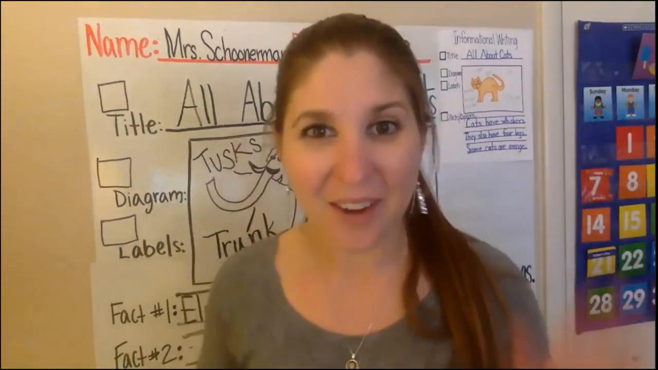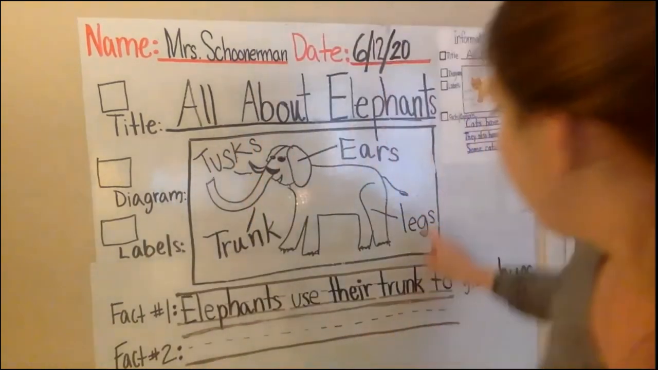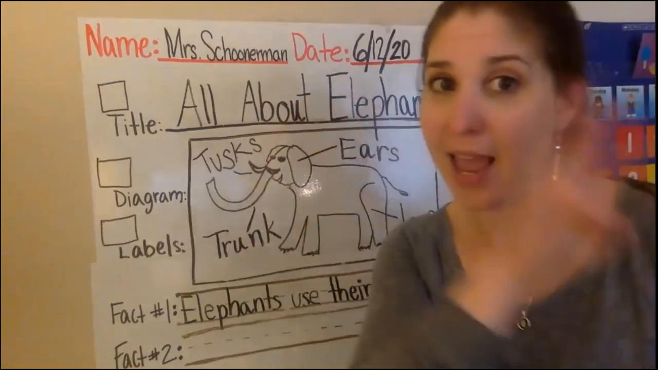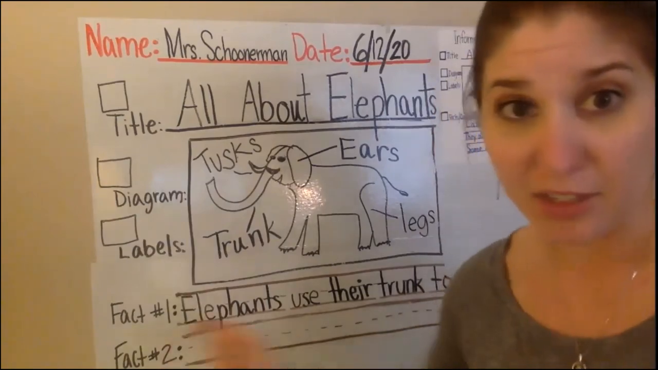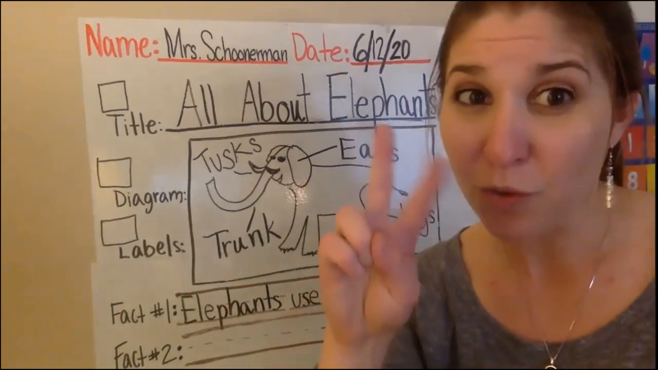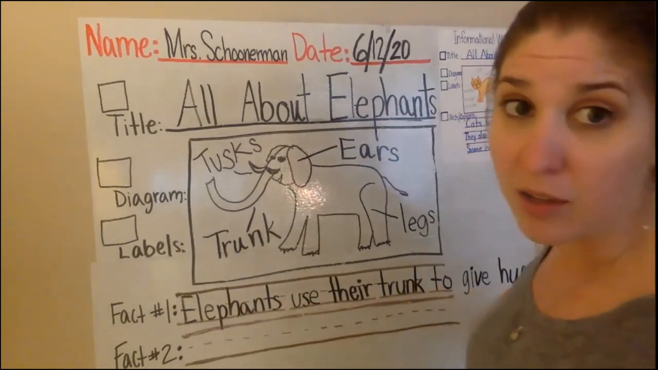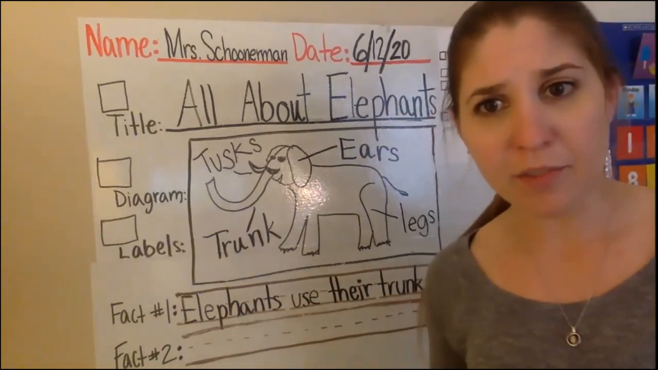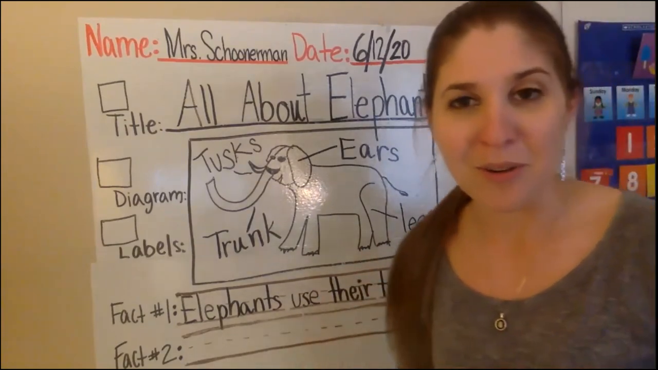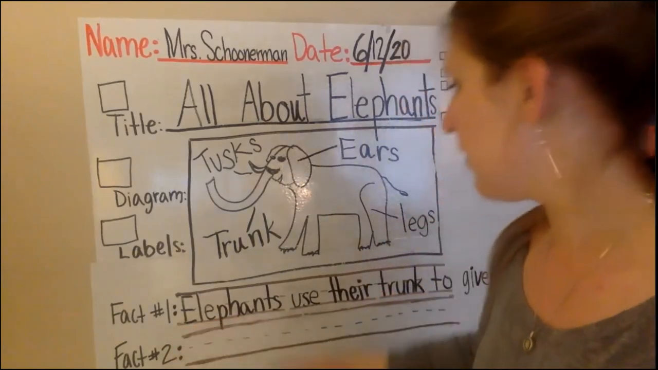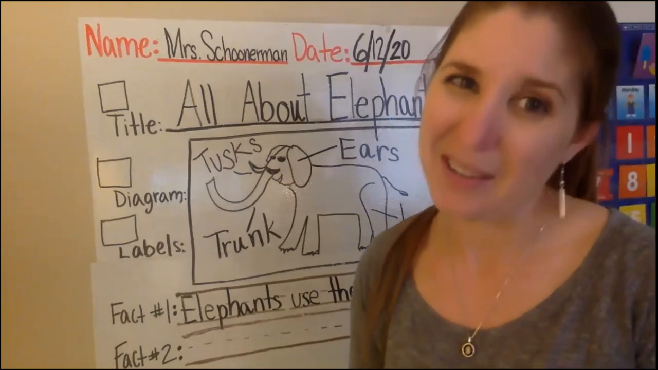All right. You know what time it is. It is time for your extra challenge to hit today's learning target. Remember, I want you to add three more labels, any labels that you want, to your diagram of your elephant. And to finish hitting our learning target, remember we need two facts today. We wrote one, elephants use their trunk to give hugs. But I want you to come up with another fact. What else could you write about an elephant? And remember all the good things that writers do. Use your capitals, use finger spaces. But most of all, just try your best.